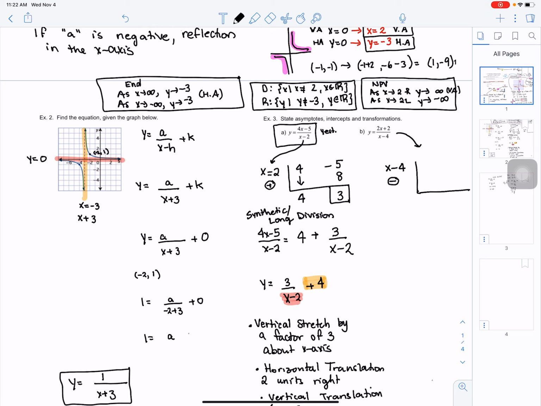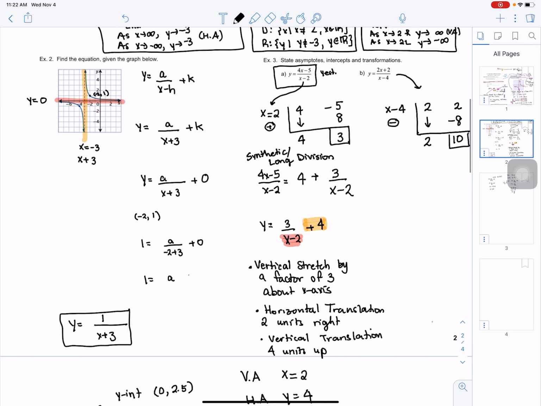So I take the factor, I take my coefficients in descending order, carry the 2 down. 2 times negative 4 is negative 8. I subtract. 2 minus negative 8 is 10. I box that in, that's my remainder. So I'm going to write my division statement. 2x plus 2 divided by x minus 4 is equal to my quotient plus my remainder over my divisor.